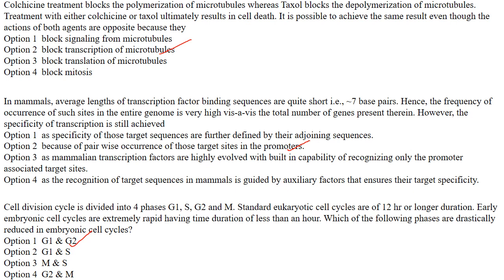Then colchicine treatment blocks the polymerization of microtubules, whereas Taxol blocks the depolymerization of the microtubules. Treatment with either colchicine or Taxol ultimately results in cell death. It is possible to achieve the same result even though the actions of both the agents are opposite because they block the dynamics of microtubules. Answer is option 2.